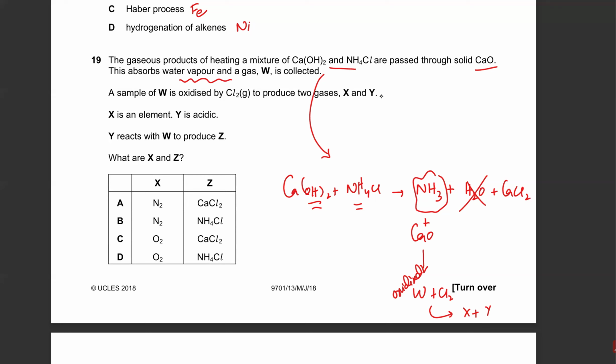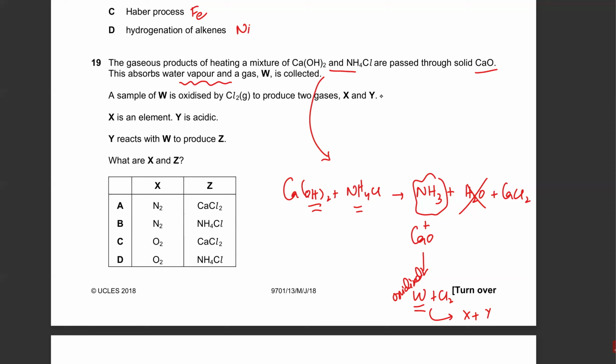Y reacts with W to... how can anyone keep track of this? Now he says that X is an element, Y is acidic. So Y is definitely... I said, there is no Y. Y reacts with W. What was W? Is W ammonia? One second. Y reacts with W to produce what? What are X and Z?